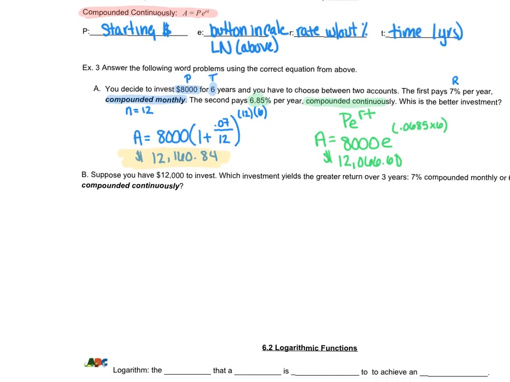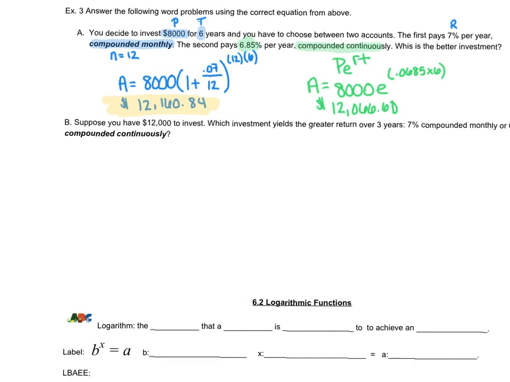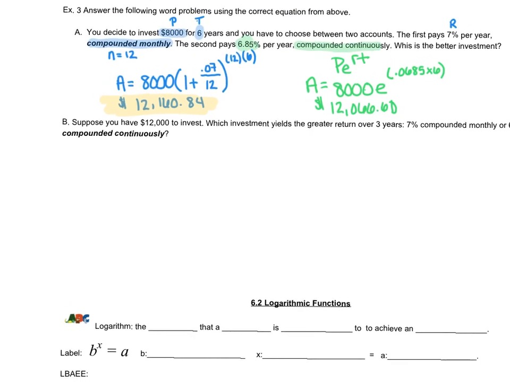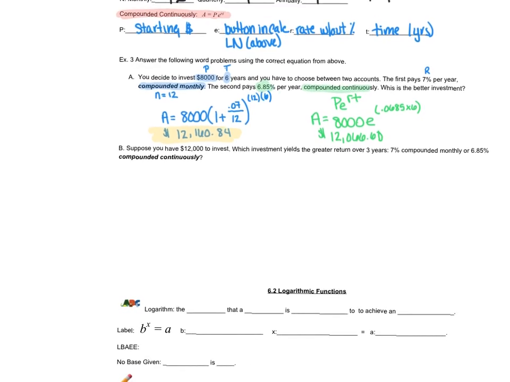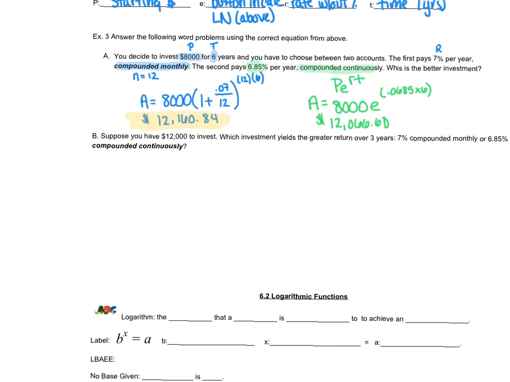Okay, so suppose you have $12,000 to invest. Which investment yields a greater return? 7% compounded monthly or 6.85% compounded continuously? So again, for the monthly one, we're going to use the first formula. So my ending amount, my initial amount is 12,000, parenthesis, 1 plus, my rate would be 0.07 divided by the number of times per year, which is 12 because it's compounded monthly. And then that's going to be 12 for 3 years.